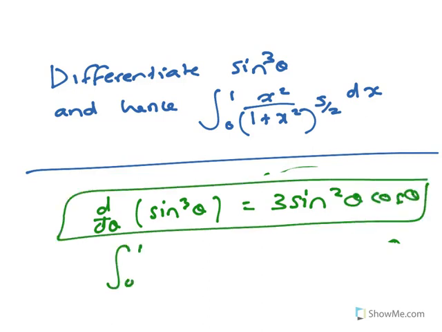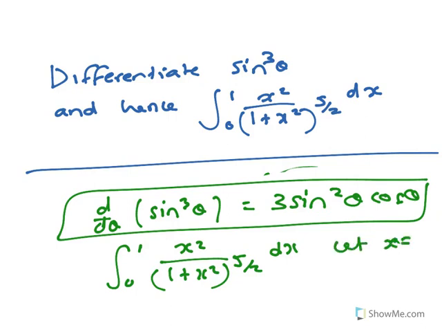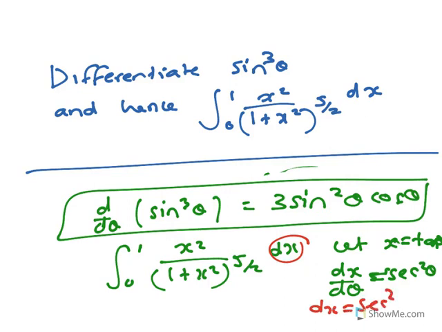Okay, so now I'm just going to integrate from 0 to 1 of x squared over (1 plus x squared) to the 5 on 2 dx. So if you let x equal tan theta, then dx on d theta equals sec squared theta. So that's going to get rid of the dx, because dx is just sec squared theta d theta. So it's going to replace that. X is equal to tan theta, so we can sub that in for this x squared. We've just got to do the endpoints.